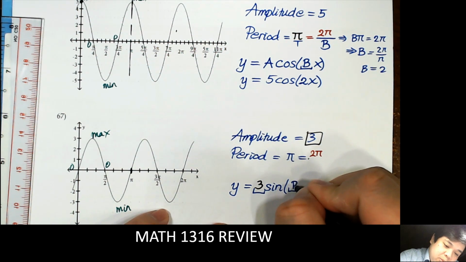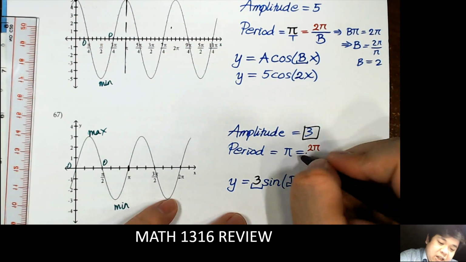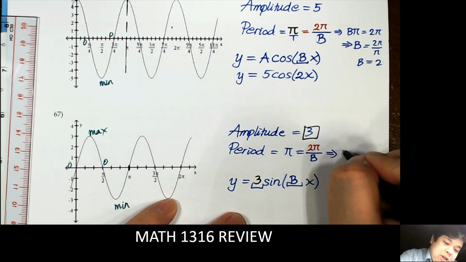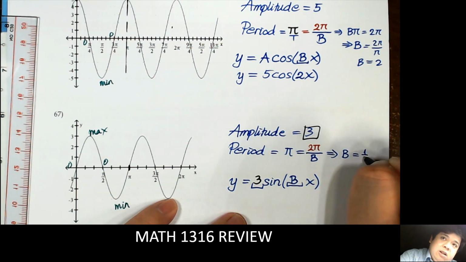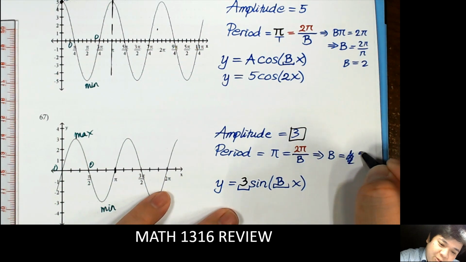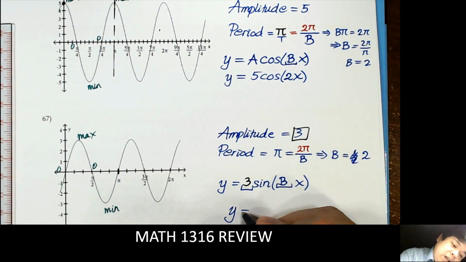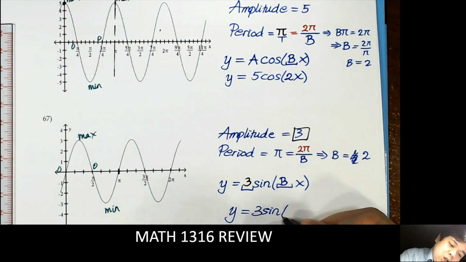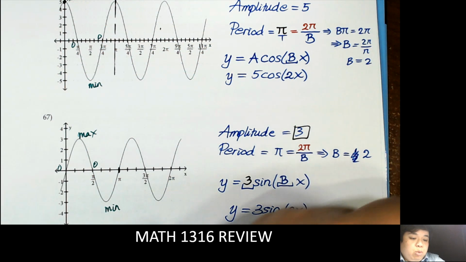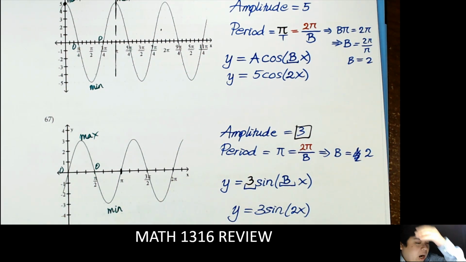Let's try this. Let's put b for the coefficient of x, and then we solve for b similarly. b will be 2, sorry, I don't know why I said 1/2. So we have y equal to 3 sine of 2x. So knowing the period and the amplitude, we can put in this function. If we have the phase shift and the vertical shift, it will be a little more complicated, but we don't have it for this problem.